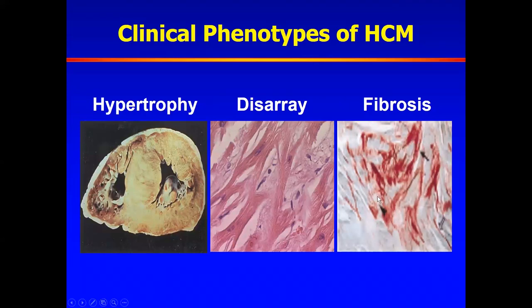And then there is advanced fibrosis. The fibrosis that is present in HCM is both replacement fibrosis as well as interstitial fibrosis. The replacement fibrosis is irreversible, but the interstitial fibrosis may be reversible.